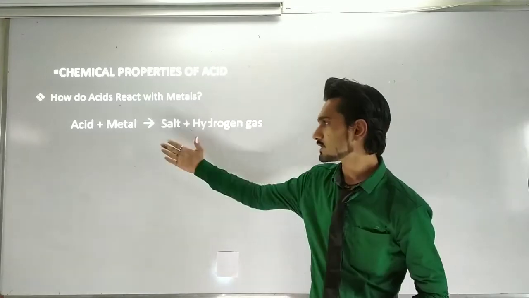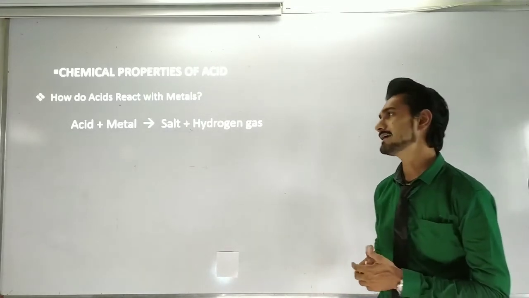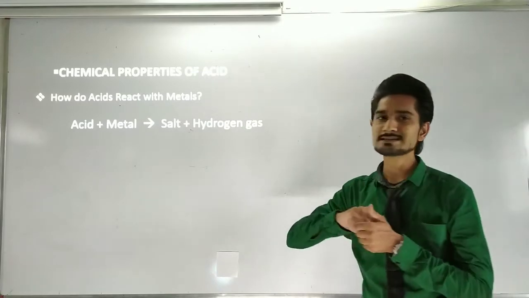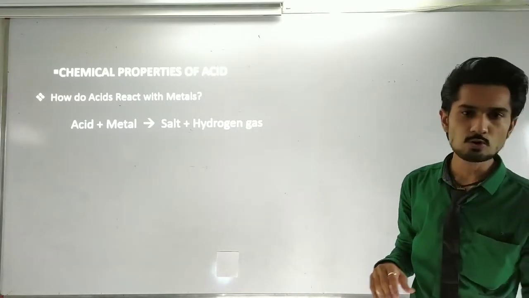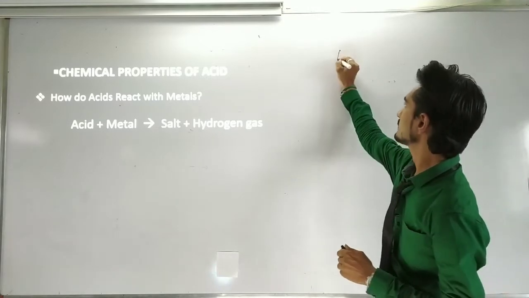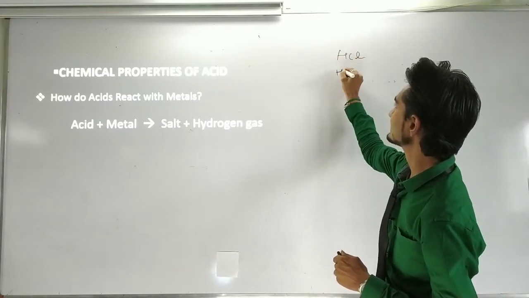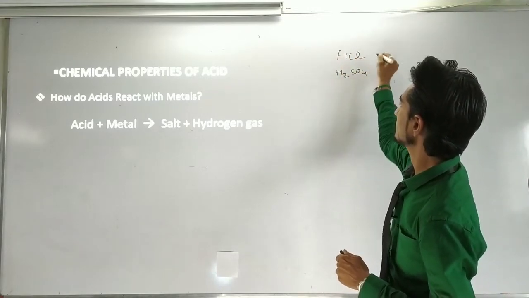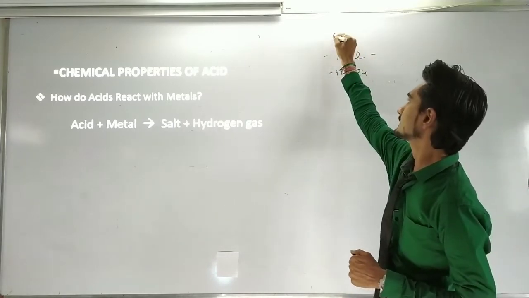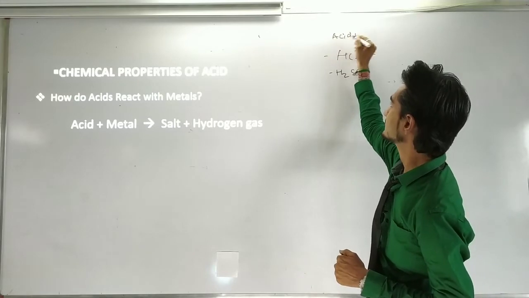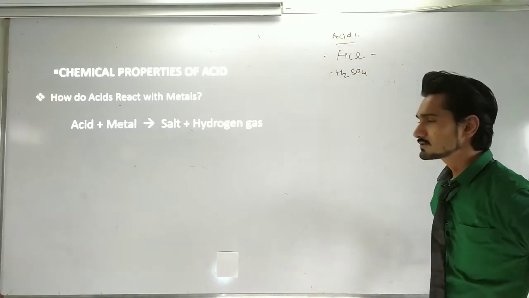So first property regarding acid and metal. What happens when an acid reacts with metal? As I told you, you have to memorize 2 acids. First is HCl and second is H2SO4. These are the acid examples. Here I can write like that, acid.